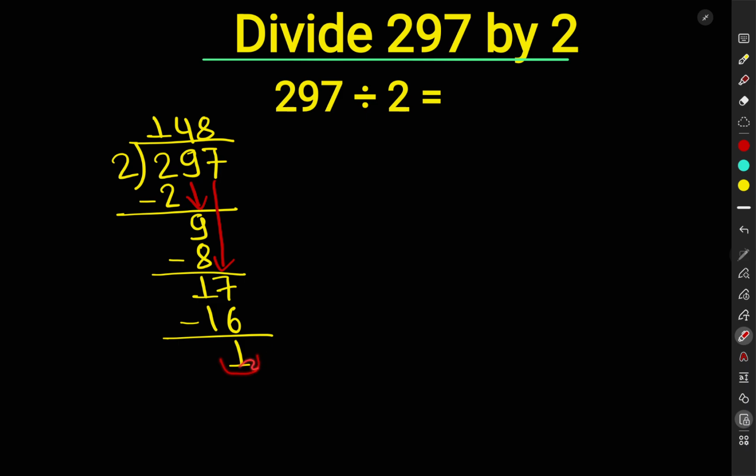So again this 1 is less than 2 and there is no other number beside. So we put here a decimal so that we take 0. So now it became 10 and 2 times 5 means 10. On subtracting we get 0. So 297 divided by 2 is 148.5.